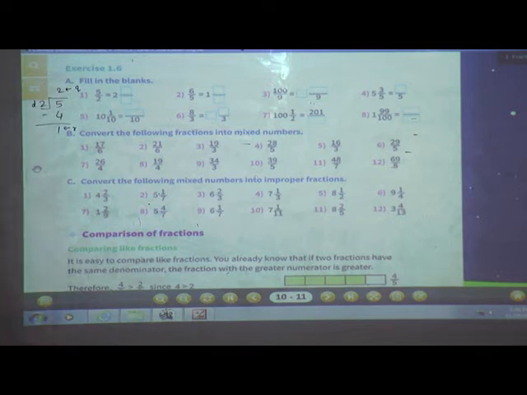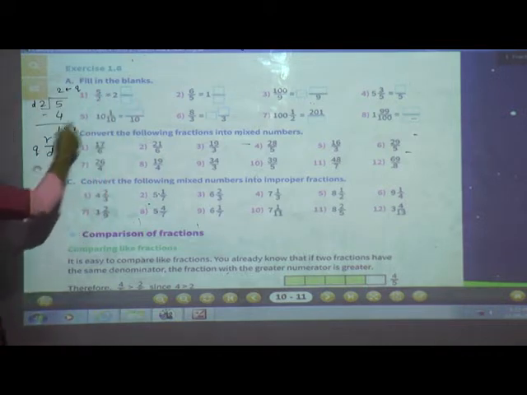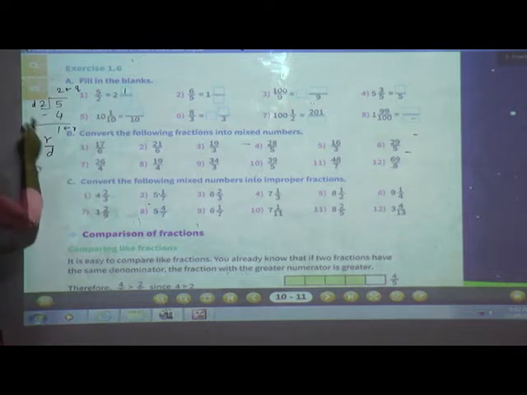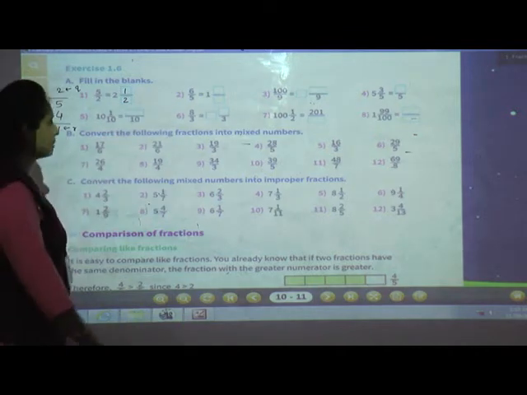Just now I told you how to write Q R upon D. What is Q here? 2. Already they have given. And what is R? 1. So write it right here, and D is 2. Clear? Yes. Now they have given improper fractions, we need to convert into mixed fractions.